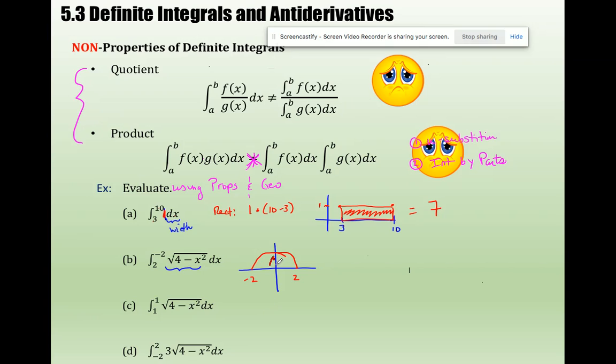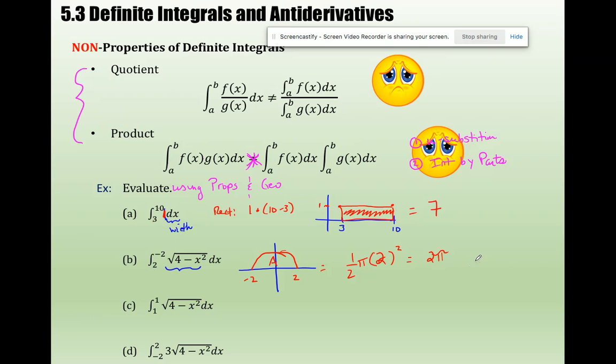Well, I know the area of a semicircle. The semicircle is above the x-axis, and its area is 1/2 pi r squared. My radius is 2. So this is 4 pi over 2, aka what? 2 pi. I'm so smart. Yay me. That answer's wrong.